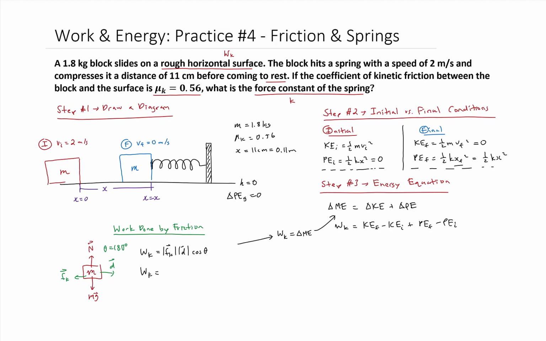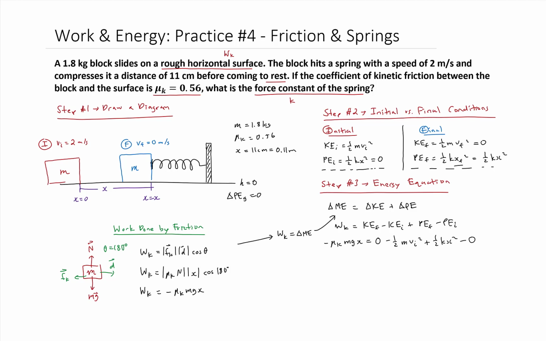We know that Fk is going to be equal to mu k n. The displacement, or the distance traveled or compressed, is going to be x, and cosine of 180 degrees is -1. So we then have minus mu k. We know that there's no vertical acceleration, so we have n being equal to mg, and then x being x. So now we can replace this: negative mu k m g x is equal to KEf, which is 0, minus 1/2 m Vi squared, plus 1/2 k x squared minus 0.